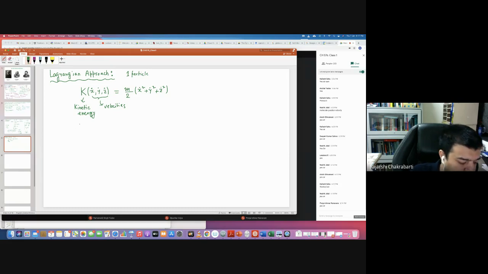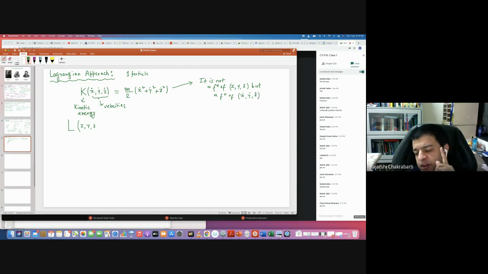Now I define another function L, which is a function of not only x dot, y dot, z dot, it is also a function of x, y, z. Remember one thing: kinetic energy is not a function of x, y, z, but it is a function of x dot, y dot, z dot. So kinetic energy depends on velocities, but does not depend on position. Is this clear to everyone?